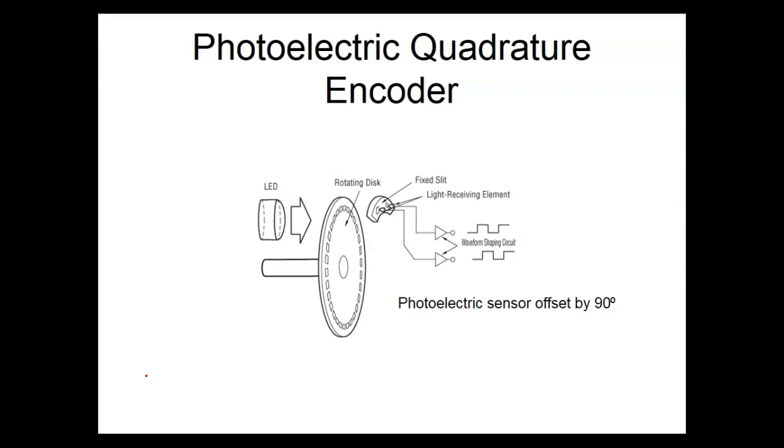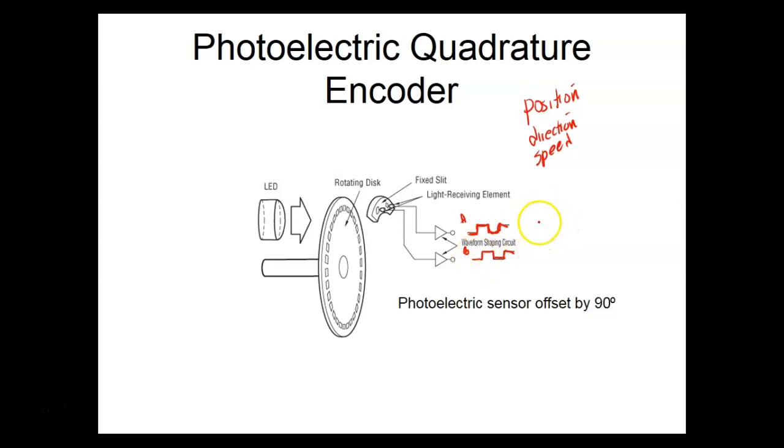So a quadrature encoder, what's nice about a quadrature encoder, we can use it to measure position. We can use it to measure direction. And we can use it to measure speed. So we can use it for 3 different things. A quadrature encoder gives off 2 pulses, but the sensors are set 90 electrical degrees apart. So if we call this A and we call this B, then here A is occurring before B. So A is leading B.